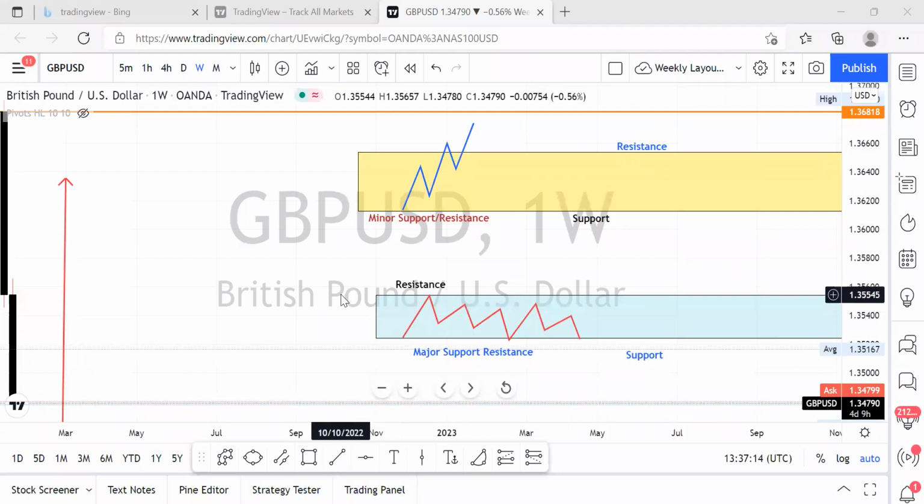Hello, everybody. Welcome back to a brand new week, brand new challenges. Today, we're going to be talking about minor support and resistance and major support and resistance.